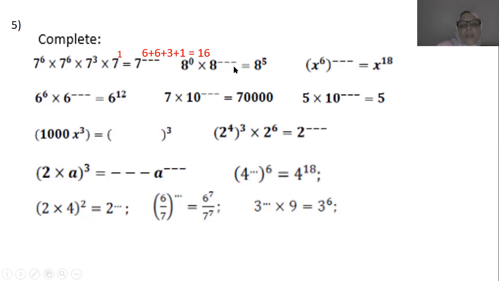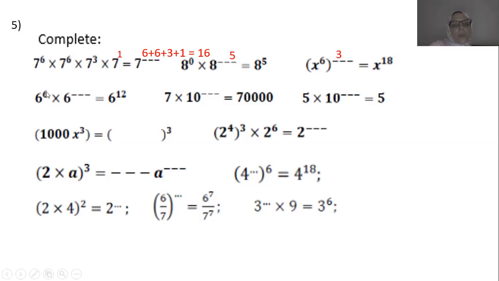We know that in this rule of a product, we keep the base and we add both exponents to get the 5. So 0 plus what gives me 5? Of course, it's 5. Now x to the power 6, all of it to which power equals x to the power 18? Here we apply the power of a power, which means we should multiply both exponents to give the exponent of the answer. So 6 times what equals 18? It is a 3. So we write cubed.